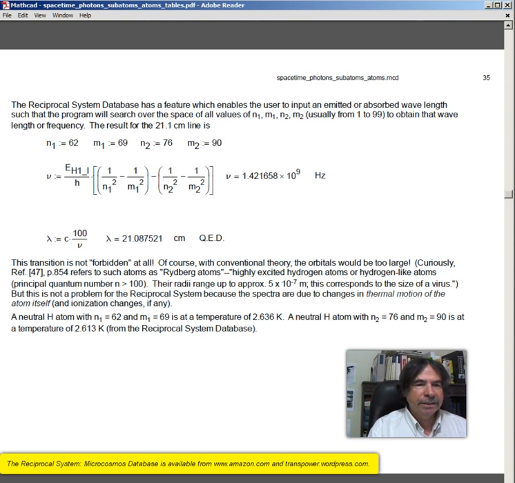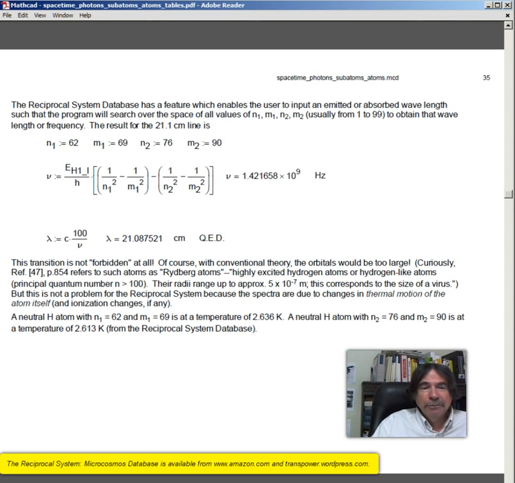And therefore the frequency is calculated to be 1.42168 times 10 to the 9th hertz, or in terms of wavelength, 21.087521 centimeters, QED. This transition is not forbidden at all. Of course, with conventional theory, the orbitals would be too large.